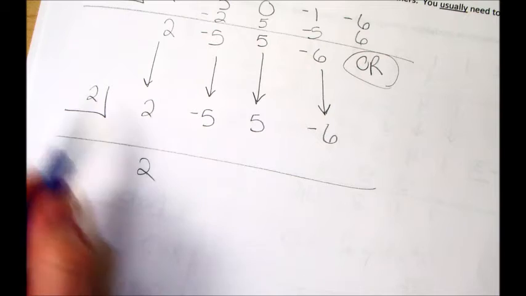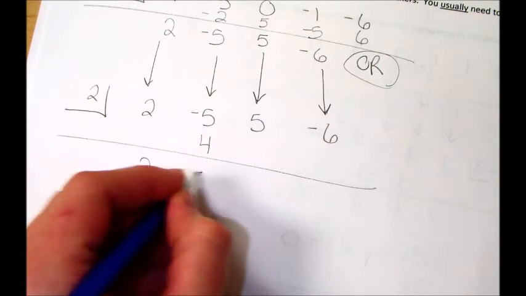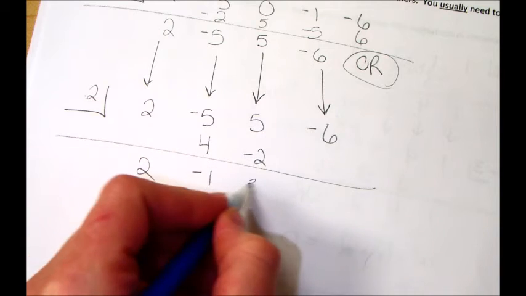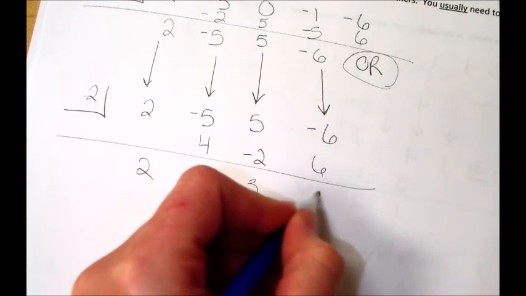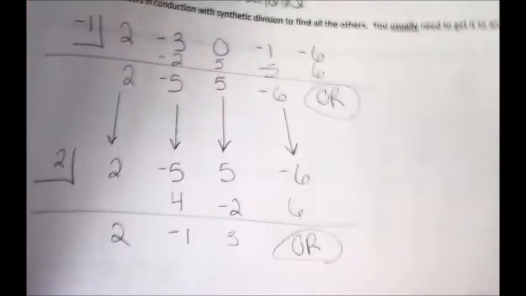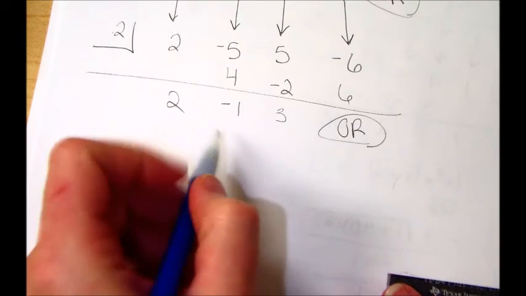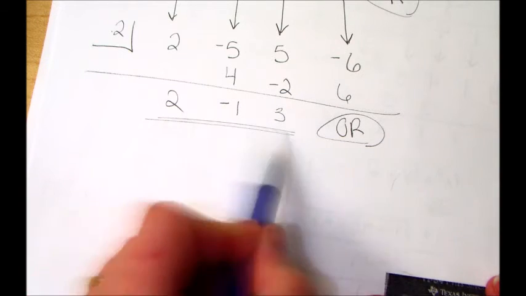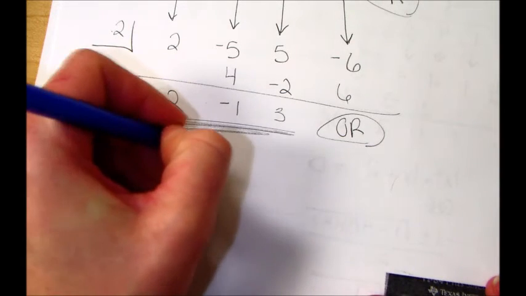Okay, drop down the 2, multiply 4, add negative 1. Multiply negative 2, add 3. Multiply 6, add 0 for your remainder. If you don't get 0, you did something wrong. At this point in time, that's as much synthetic division as possible, so I'm going to put this into an equation now. So here goes the equation.